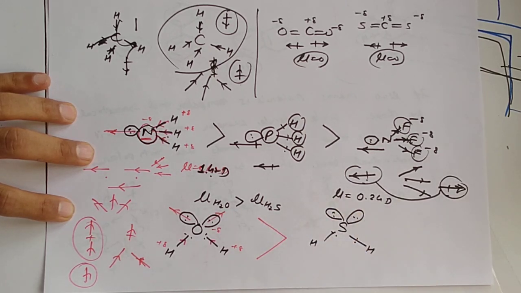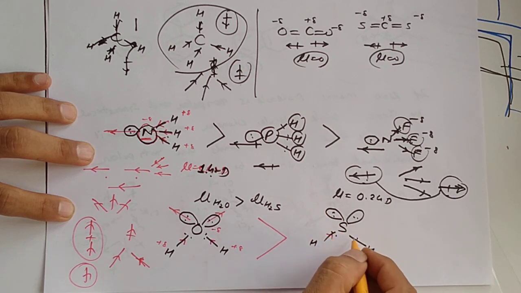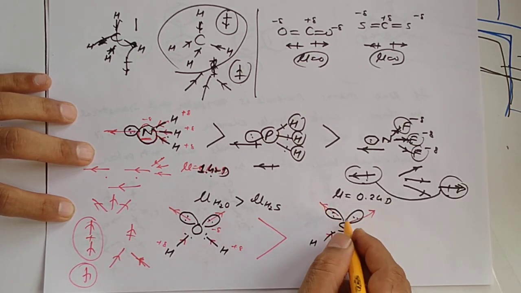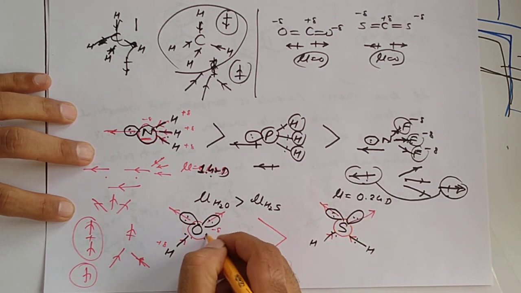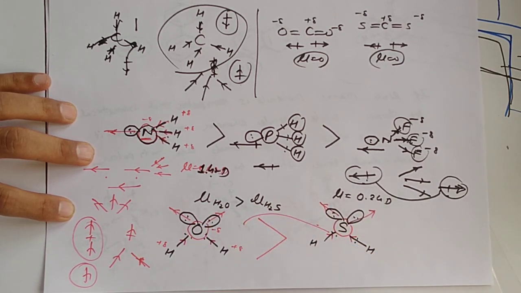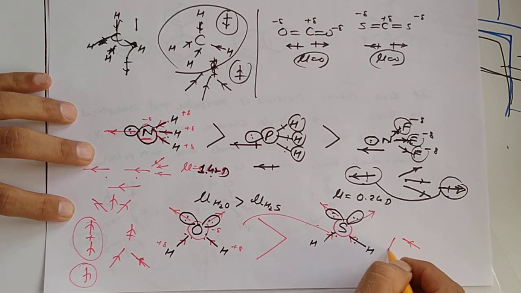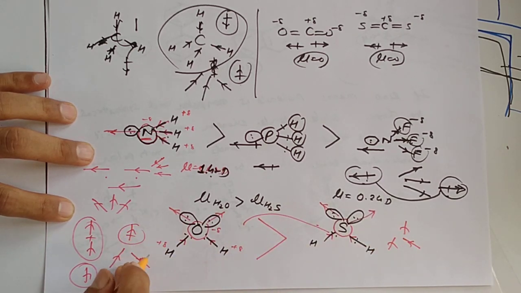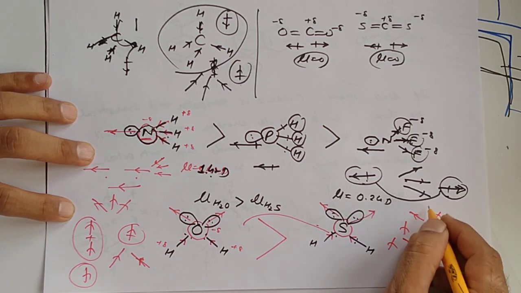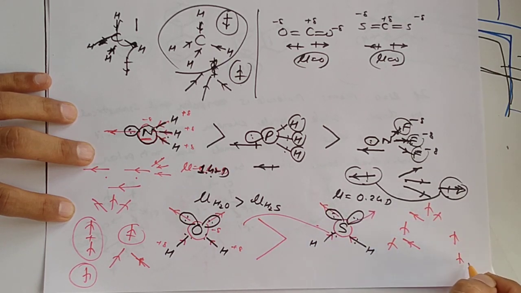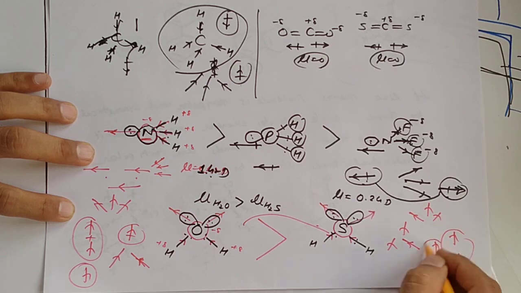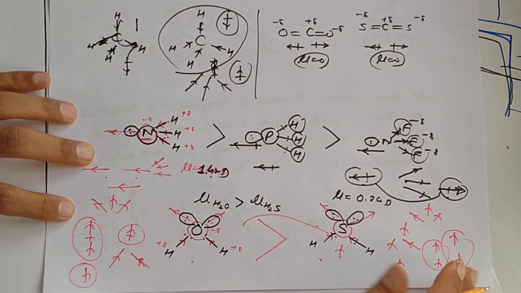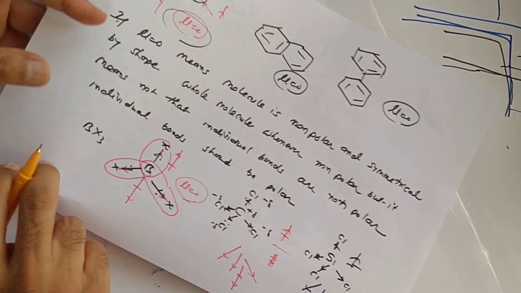In the case of H2S, the dipole moment is less than H2O. Why? The reason for that: the electronegativity of sulfur is lower than oxygen. So these two vectors' average value is less than this one, and the average this side. So both meet in the same direction, so the average should be high, but less than water. Understood?